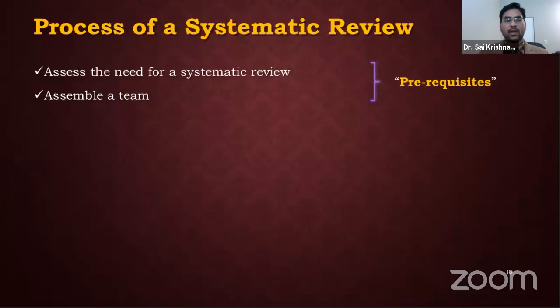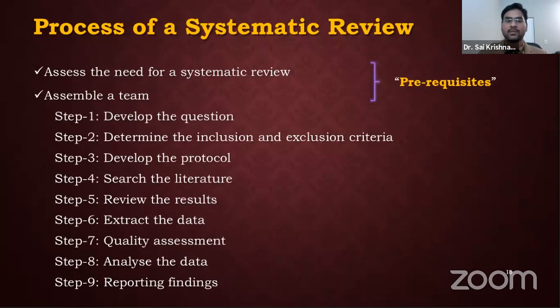So let's very quickly dive into the process of a systematic review. How can we start a systematic review, and how to conduct a perfect, ideal systematic review? It's not rocket science. I'll try to keep it very simple, and I'll walk you through all these 9 steps of performing a systematic review, starting from how to develop a good research question and ending with how to report findings.